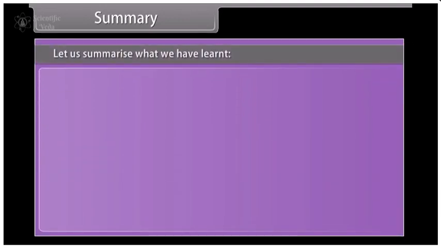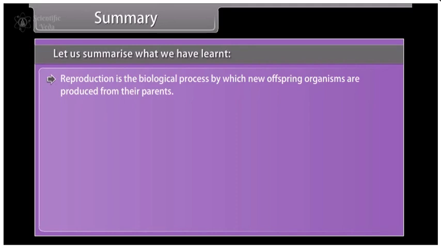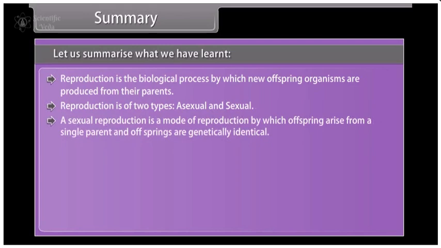Summary. Let us summarize what we have learned. Reproduction is the biological process by which new offspring organisms are produced from their parents. Reproduction is of two types, asexual and sexual. Asexual reproduction is a mode of reproduction by which offspring arise from a single parent and offsprings are genetically identical.